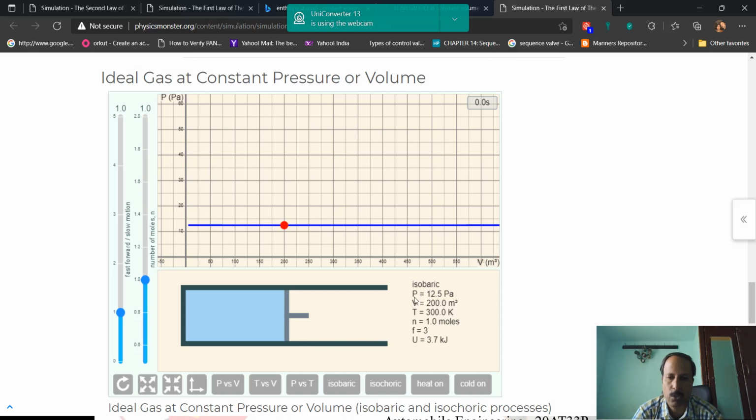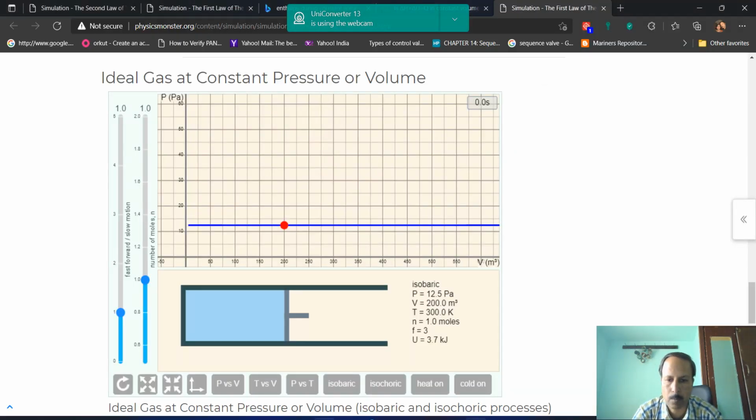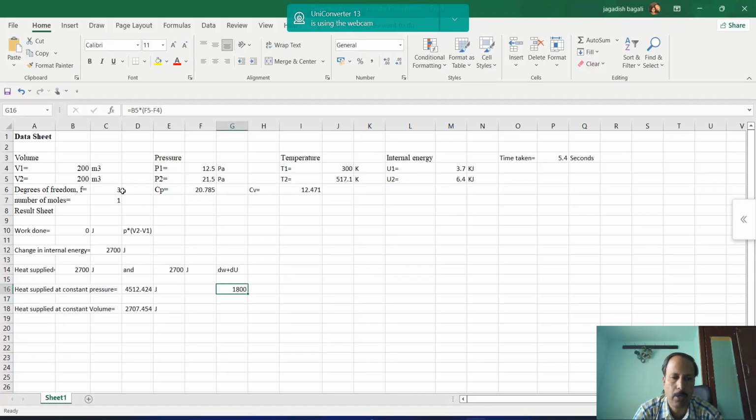Then note down the initial values of pressure, volume, temperature, internal energy, number of moles, and degrees of freedom in an Excel sheet, as I have done here. You can see here I have already taken those readings: initial volume as 200 meter cube, initial pressure as 12.5 pascal, initial temperature as 300 Kelvin, initial internal energy as 3.7 kilojoules, and this time is 0 seconds. Now the degrees of freedom is 3, number of moles is 1.